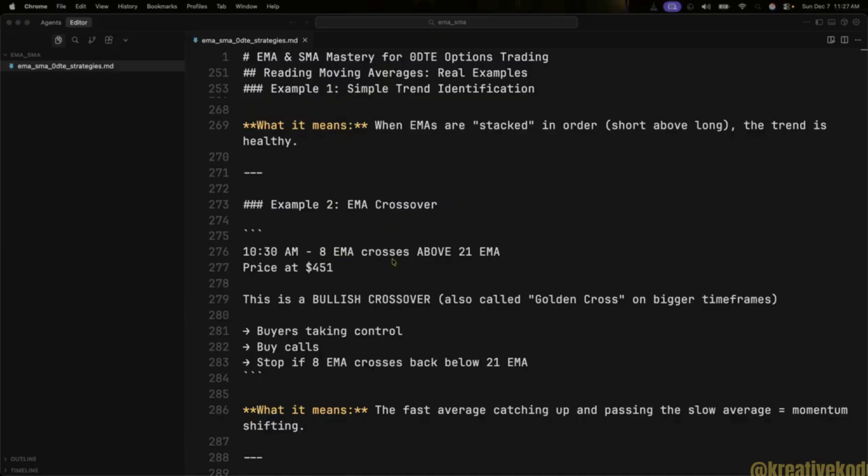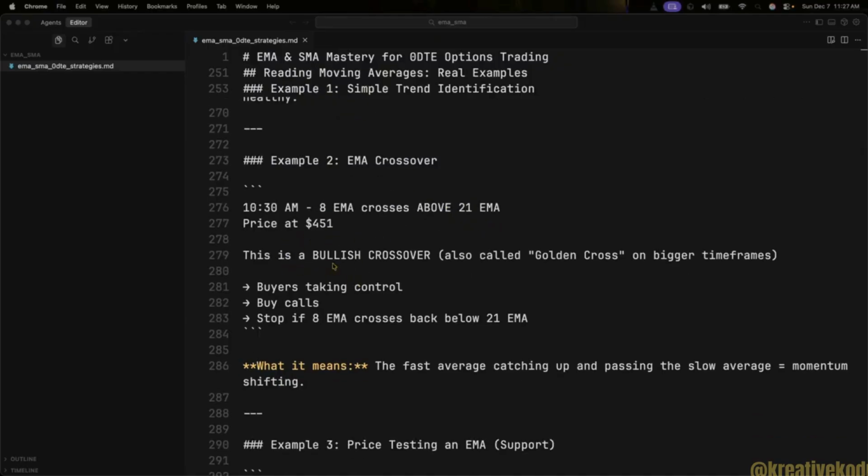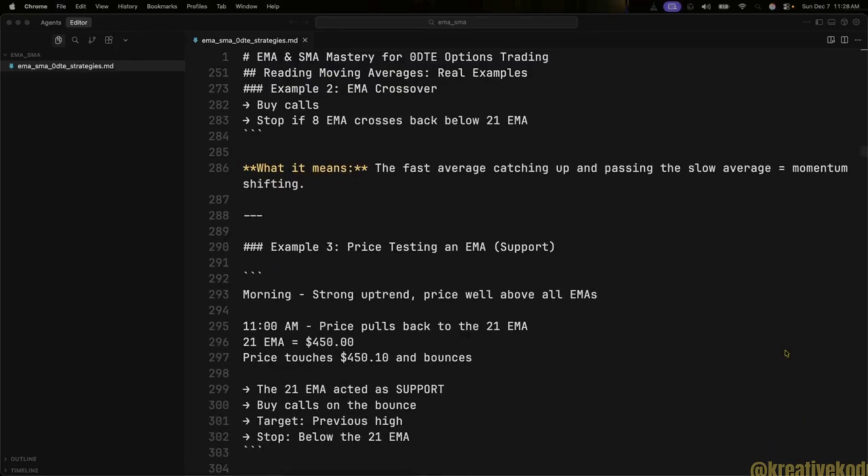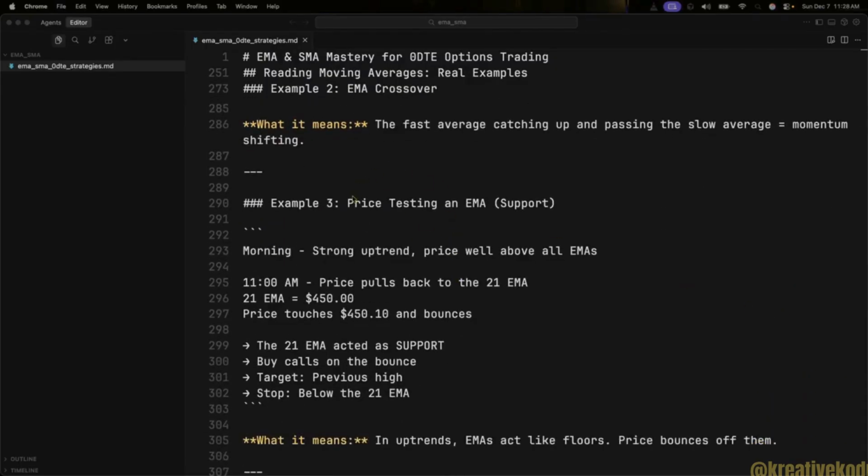So the 8 EMA crosses above the 21, and the price is at 450. This is a bullish crossover, also called the golden cross on bigger time frames, right? Because the buyers take control, we buy calls, and we stop if the EMA crosses back below the 21 EMA. That's an interesting way to have a stop. What this means is that the fast average is catching up and passing the slow average, and now momentum is shifting.